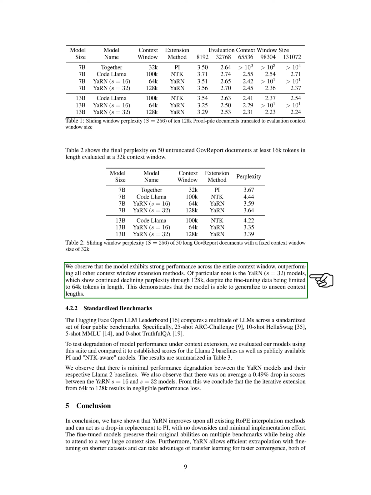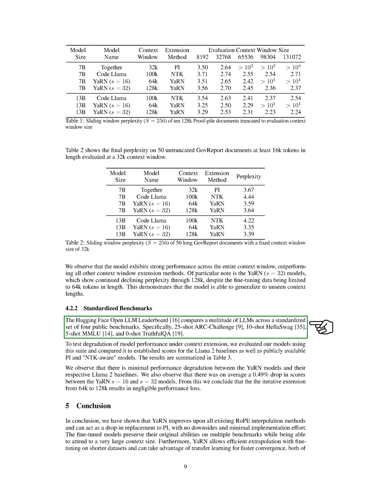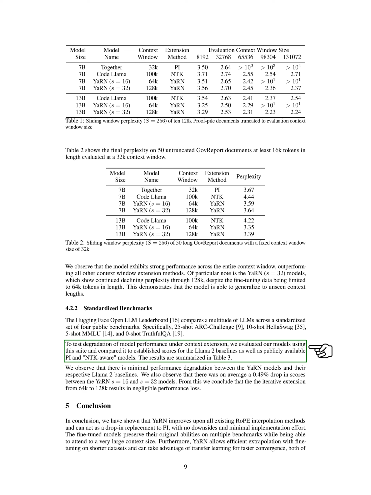Next, we tested our model against standardized benchmarks using the Hugging Face OpenLLM leaderboard. This leaderboard compares various language models across 4 public benchmarks: the 25-shot ARC Challenge, the 10-shot HellaSwag, the 5-shot MMLU, and the 0-shot TruthfulQA. We compared our model's performance with the established scores for the Llama 2 baselines, as well as publicly available PI and NTK-by-parts models. We found that the performance difference between the YaRN models and their respective Llama 2 baselines was minimal.